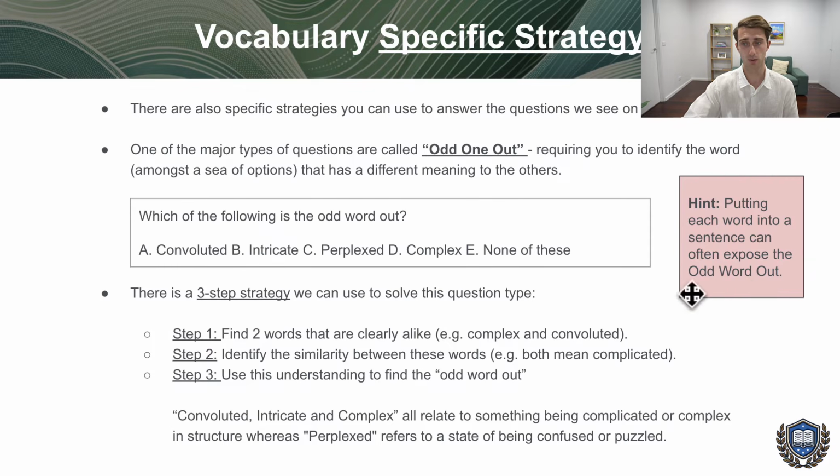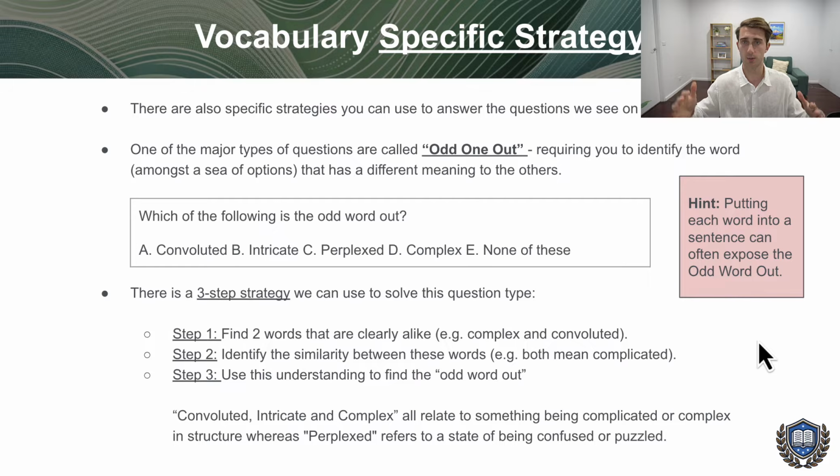The other thing that works really well is trying to put each word into a sentence. So for example, I could say, this lesson was very complex. This lesson was very convoluted. This lesson was very intricate. We can all put them into a sentence and it makes sense. Whereas if I said, this lesson was very perplexed, makes no sense. So immediately it exposes that option as being wrong. And so personally, this is a method that I like to use for basically all of these questions if I'm unsure.